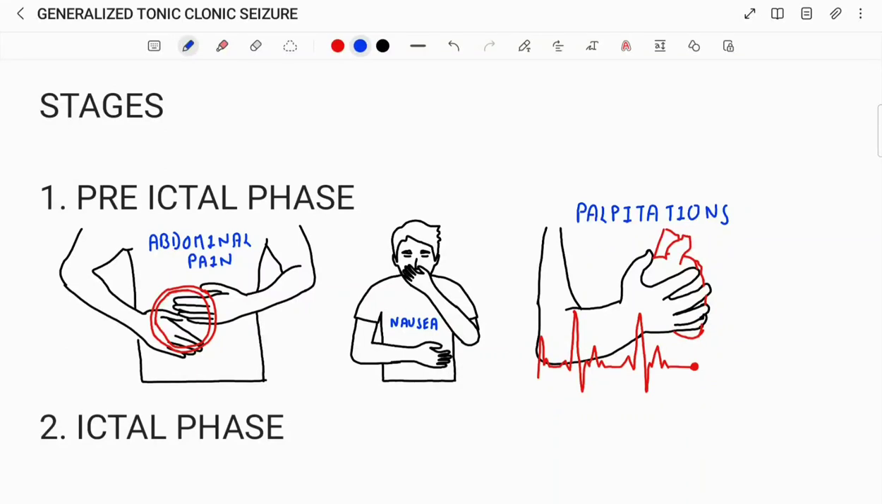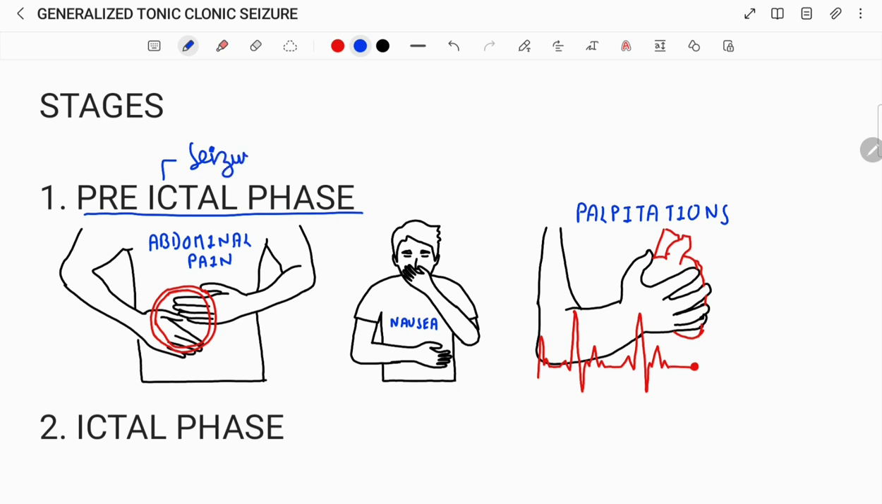Hey everyone, today I'll be talking about generalized tonic clonic seizures, also known as grand mal epilepsy. Now, this type of seizure has three stages. First is the pre-ictal phase. By ictal, I mean seizures.